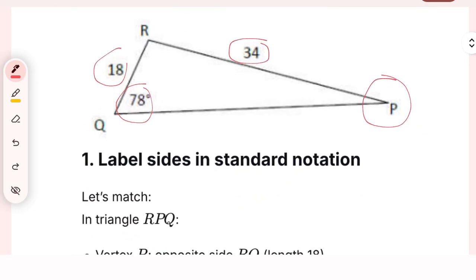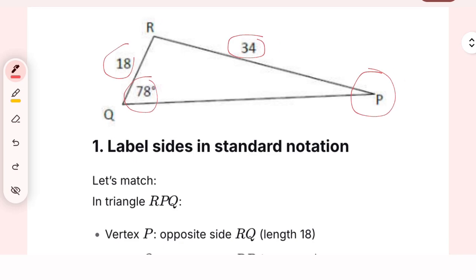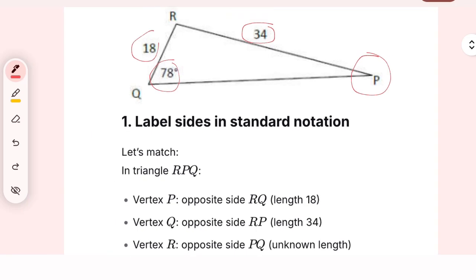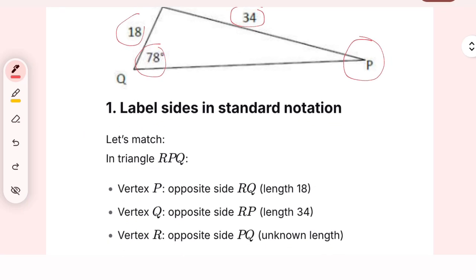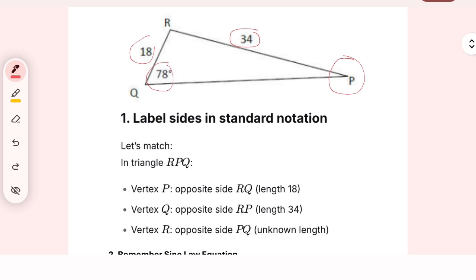We need to label the sides so we can use the sine law. We have triangle RPQ. For vertex P, the opposite side is RQ, and it is 18 in length. The opposite of this angle is actually this side here, RQ, and the side is given as 18.